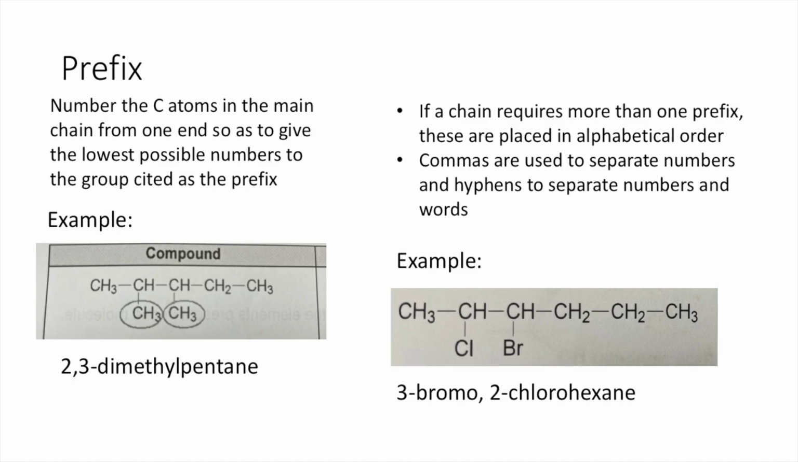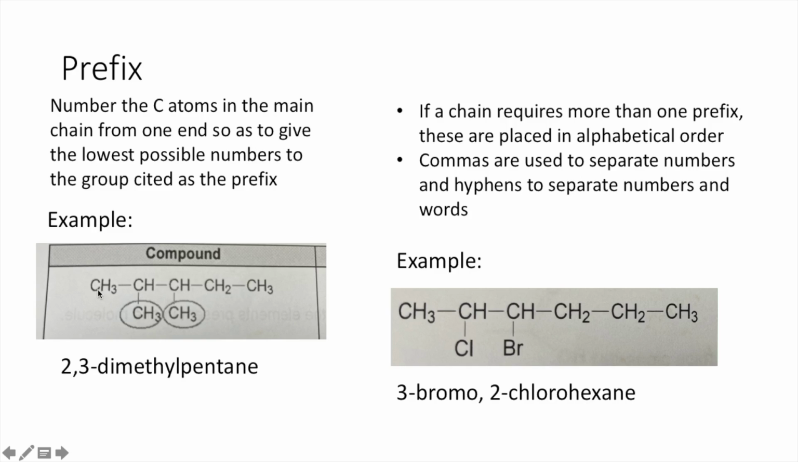Number the carbon atoms in the main chain from one end so as to give the lowest possible numbers to the group cited as the prefix. So for this example, we can name this carbon, if we start from this carbon as carbon 1, the next carbon will be carbon 2, and this will be 3, 4, and 5. However, if we name this carbon atom as carbon 1, this carbon atom will be carbon 2, and this will be 3, this will be 4, and this will be 5.